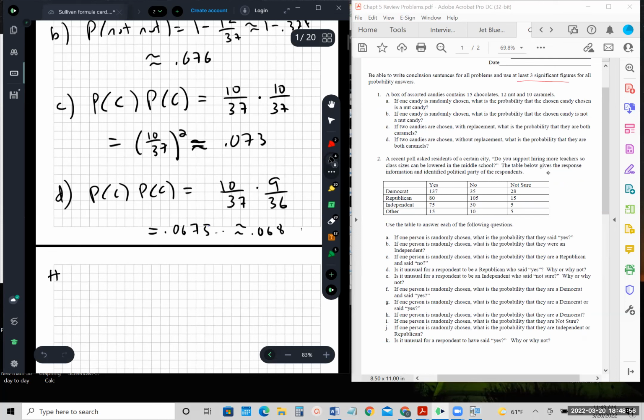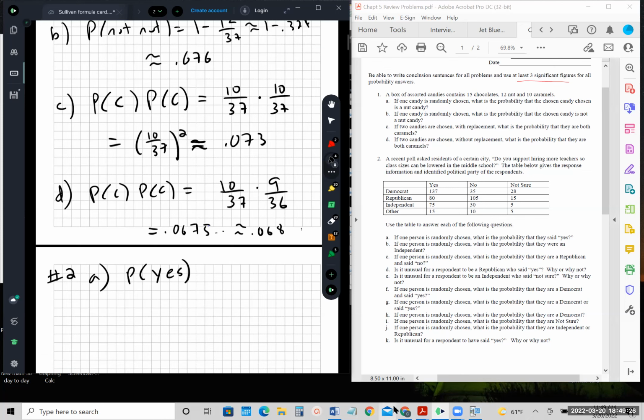And then number 2 would be a recent poll asked residents of a certain city, do you support hiring more teachers so class sizes can be lowered in the middle school? The table below gives the response information and identified political party of the respondents. Okay, I think this one's from the book. So for part A, if a person is randomly chosen, what is the probability they said yes? So the probability of a yes vote, and the only thing that we're going to have to do on this one is figure out the total.